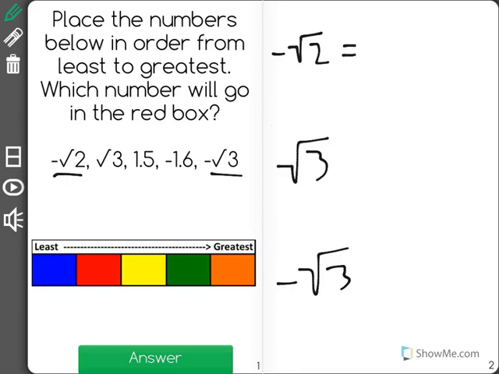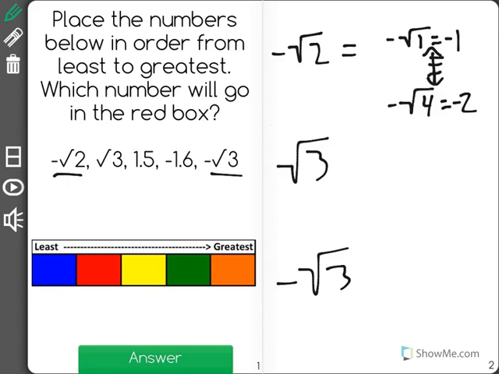Second thing I know is that root 1 is equal to 1 and root 4 is equal to 2. So if we want to talk negatives, negative root 1 is negative 1, negative root 4 is negative 2. Negative root 2 is in between here. There are three numbers between 1 and 4: root 2, root 3, and then root 4.